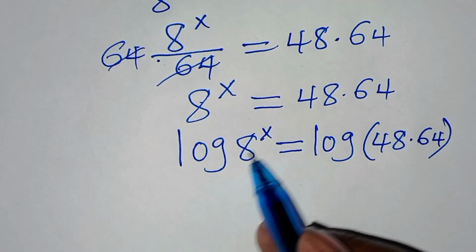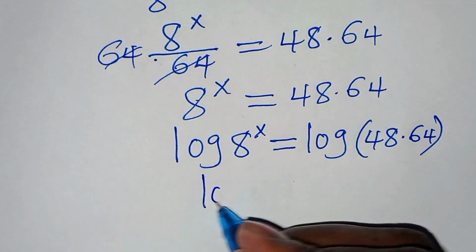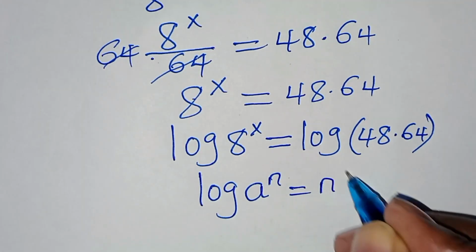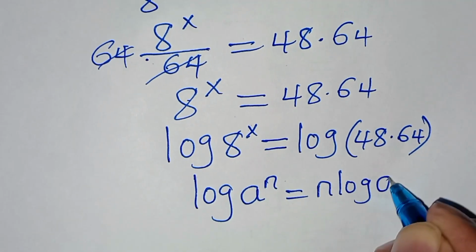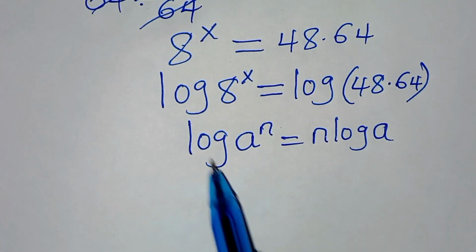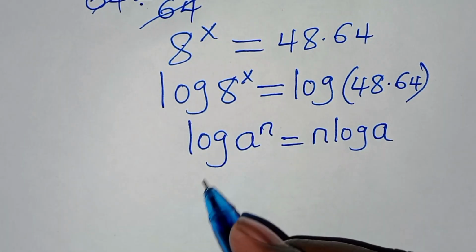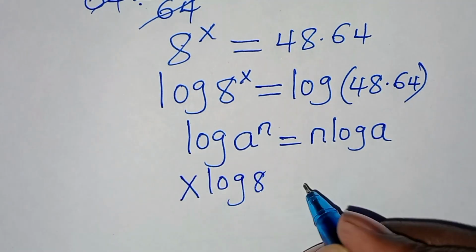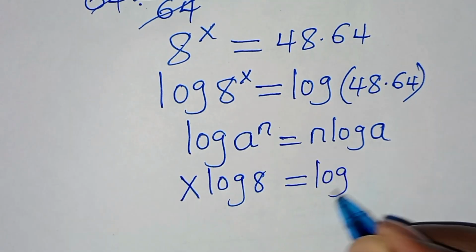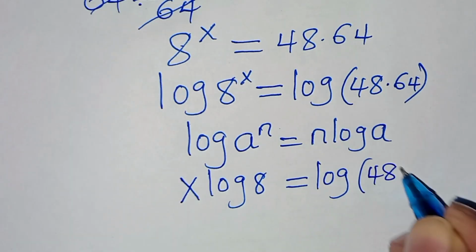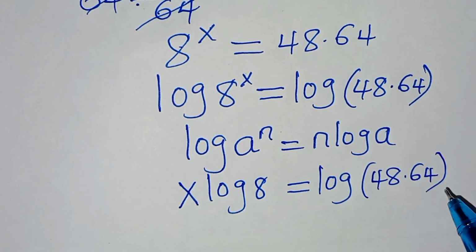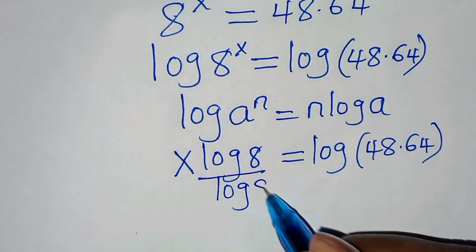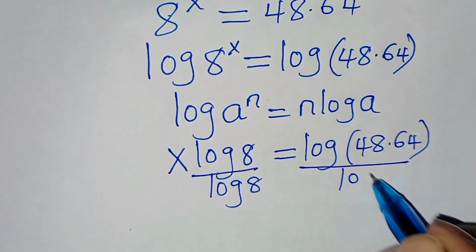So log 8 to the power x is in the form of log a to the power n, which we can express as n log a. Applying this power rule property, log 8 to the power x we can express as x log 8, equal to log of 48 multiplied by 64. So let's divide both sides by log 8.